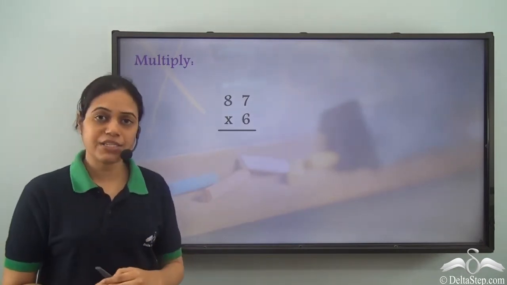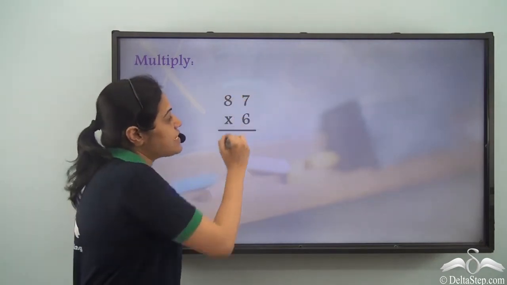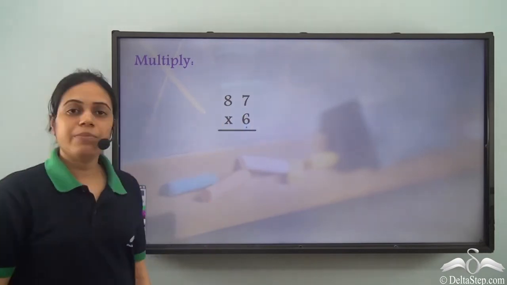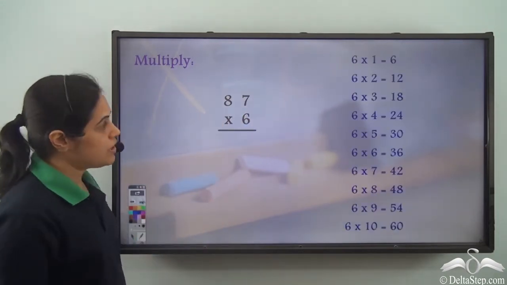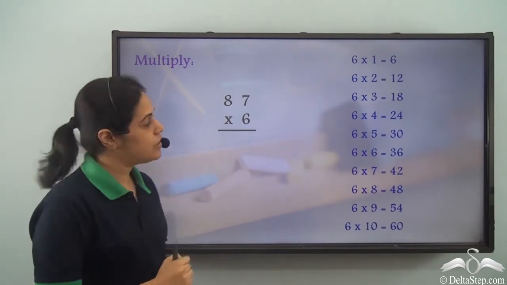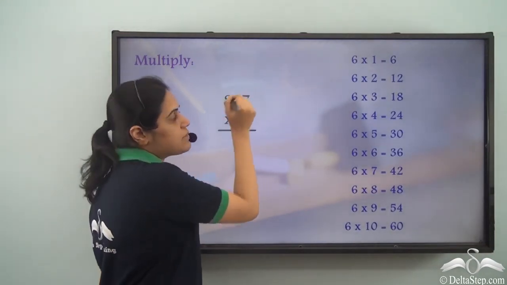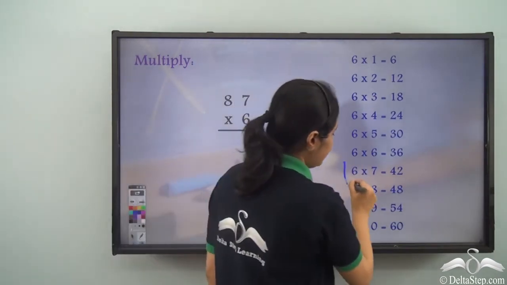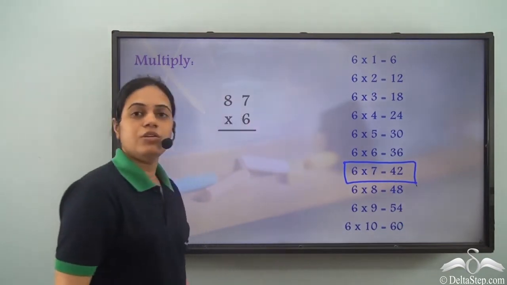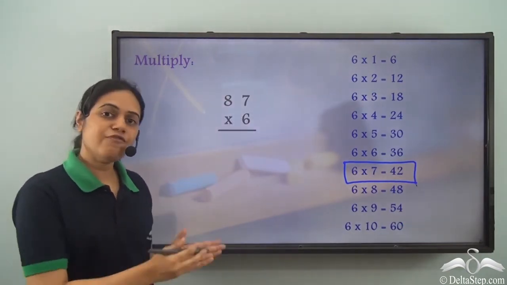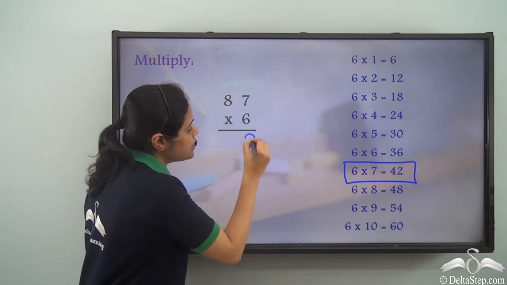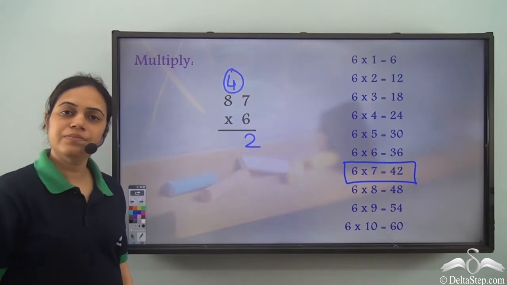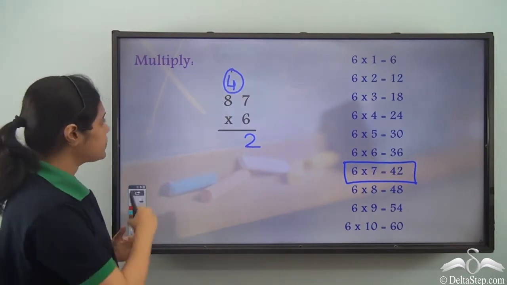Now let us multiply these two numbers. I have 87 into 6. So I need to remember the table of 6 for this. I have the table of 6 here. First I will multiply 6 by the ones digit, that is 7. 6 into 7 is 42. So 42 is 2 ones and 4 tens. 2 ones is written here and 4 tens is carried here. Now what do I do?